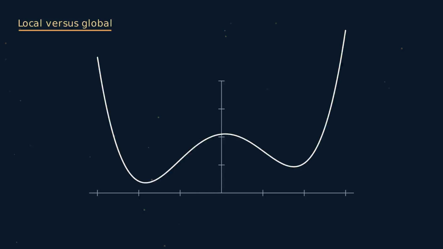Let's give those two valleys their proper names. A point that's lower than everything nearby is a local minimum. A point that's lower than everything, everywhere, is the global minimum, the one you actually want. The whole difficulty of optimization lives in this gap. A downhill method can get stuck at the local minimum and never discover the global one. And proving you found the global minimum is, in general, genuinely hard.